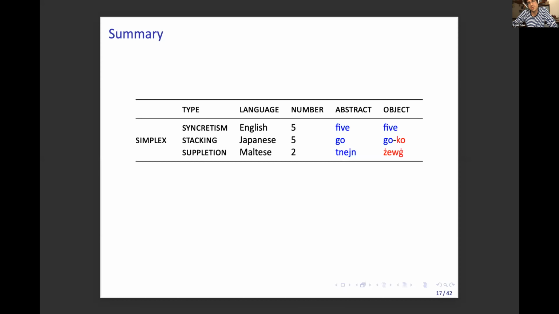So we have simplex numerals, where in this abstract column they are monomorphemic. And then for the object counting numerals, you either have a syncretism, that is the same numeral, or you have the stacking pattern where you add the classifier, or you have a suppletive pattern.